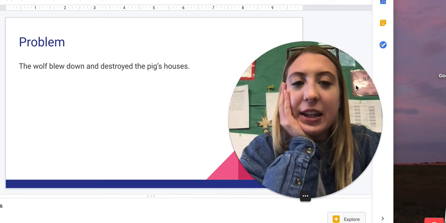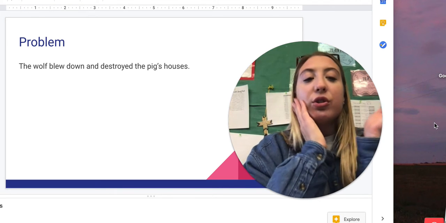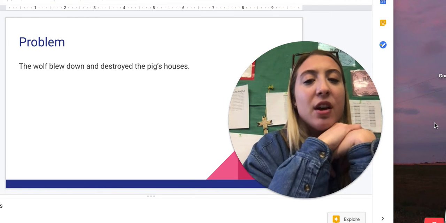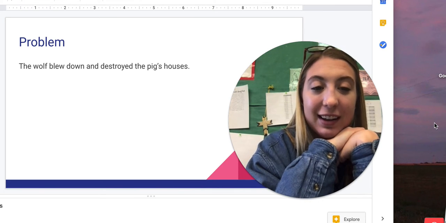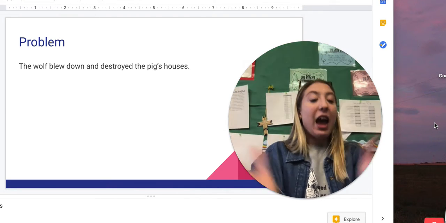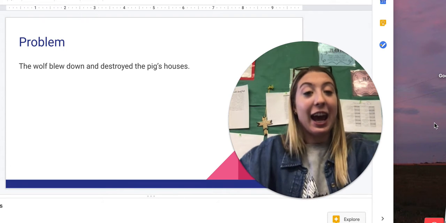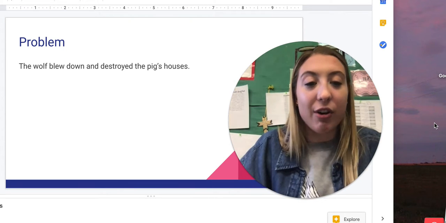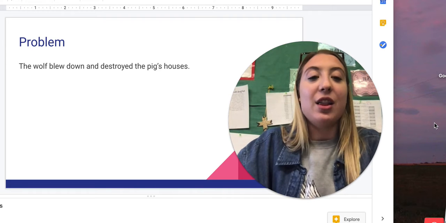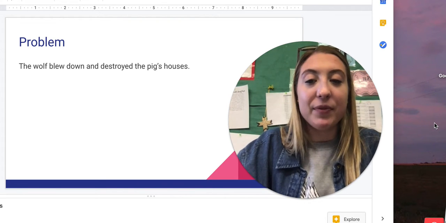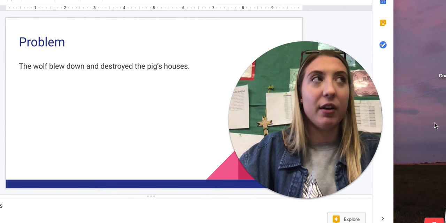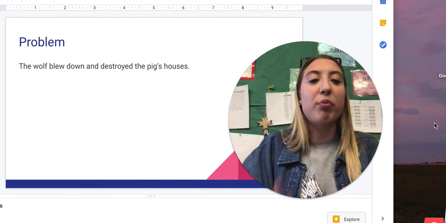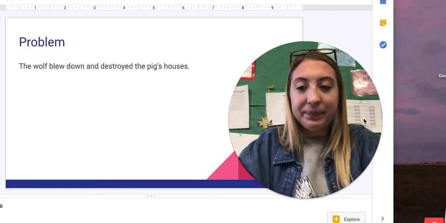So now we have to think, what problem did they all face in this story? The problem that kept happening was the wolf was blowing down and destroying the pigs' houses, right? That's a problem. After that happened, the pigs had to take action. They had to do something, or else their houses would get destroyed and the wolf would keep chasing them. That was our problem, and it came in the middle of our story, when the problem was introduced.